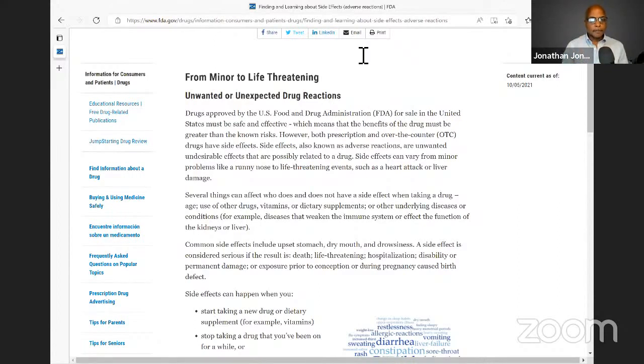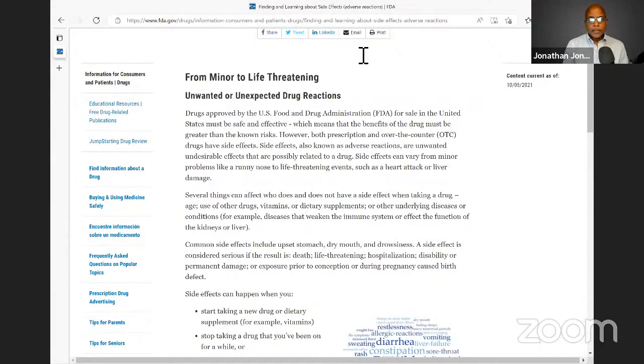They go on to explain both prescription and over-the-counter drugs have side effects. And then they define that further. Side effects, also known as adverse reactions, are unwanted, undesirable effects that are possibly, notice how they say that, possibly related to the drug. So they're giving themselves room, because you better believe that there are attorneys who write this, or at least review it before it's released to the public, okay?